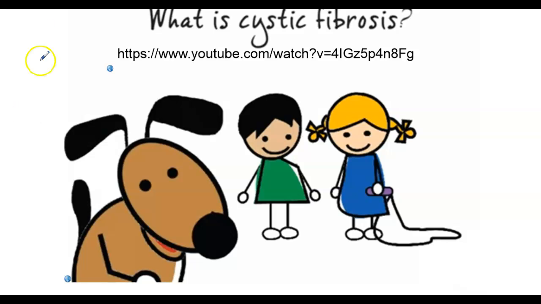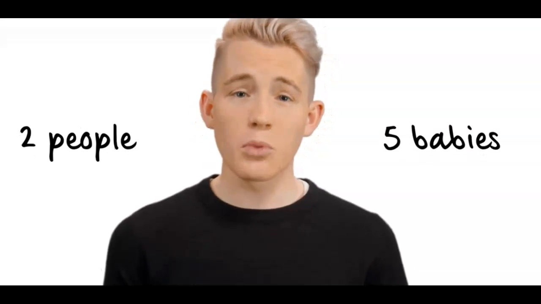So what is CF? Let's check it out. 11,000 in the UK. And in the UK, each week, 2 people die from CF and 5 more babies are born with it. Which probably means a lot of you are watching this in search of answers to that big question. So, let's get started.